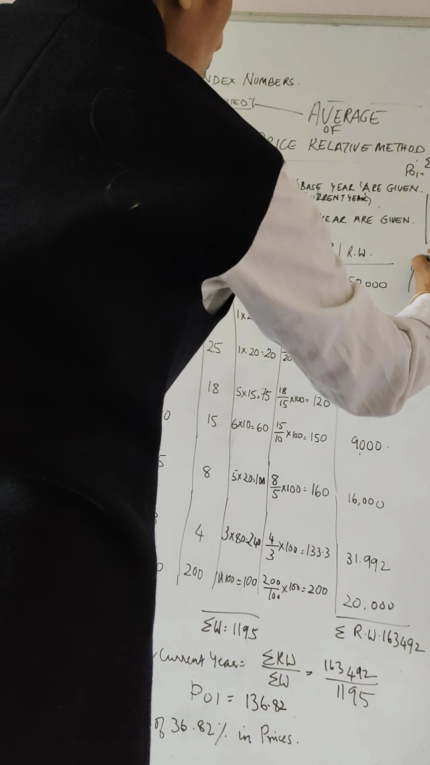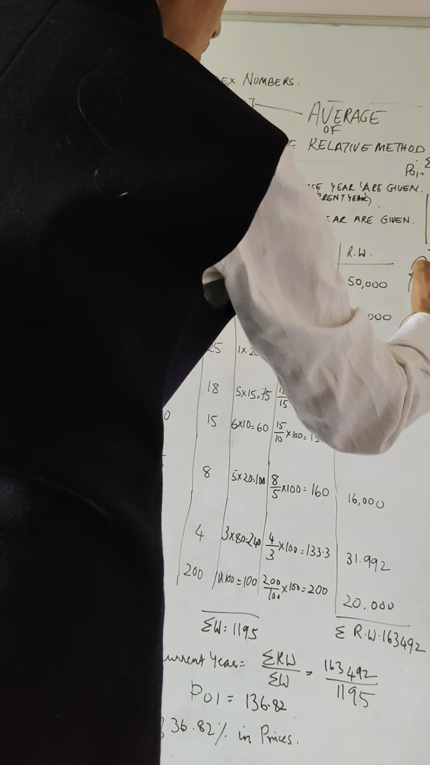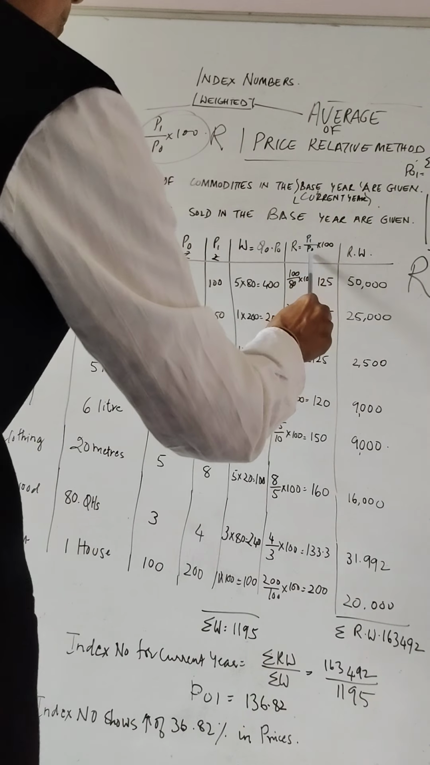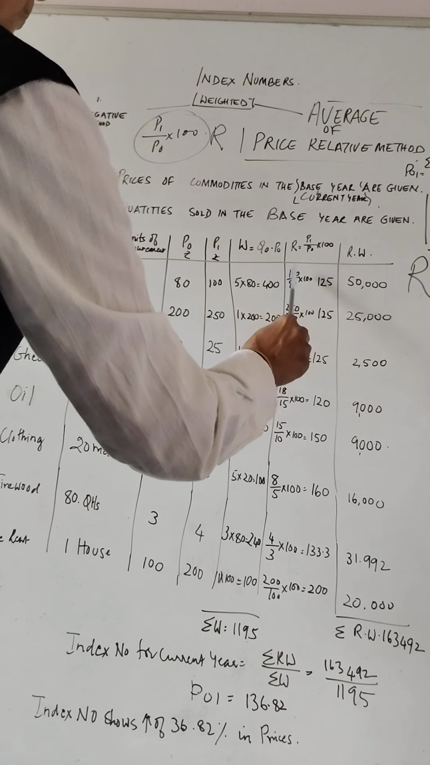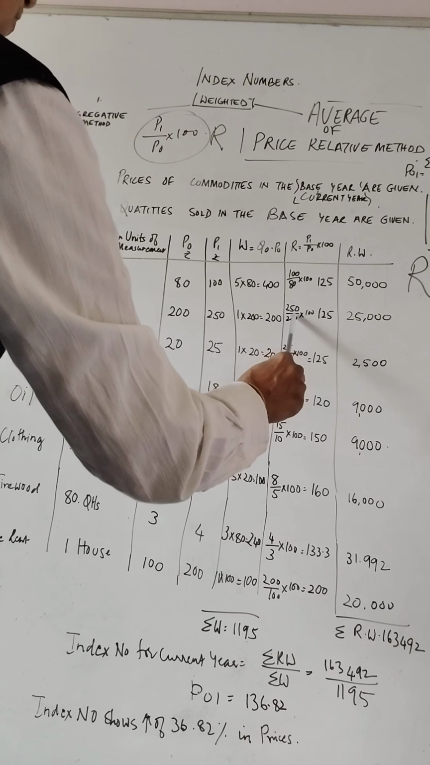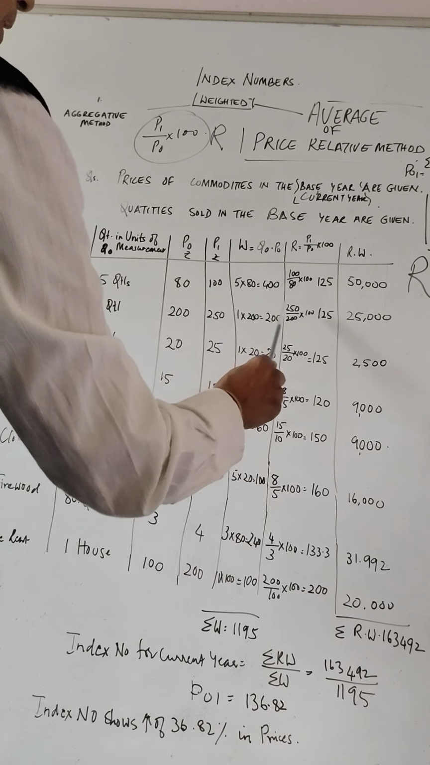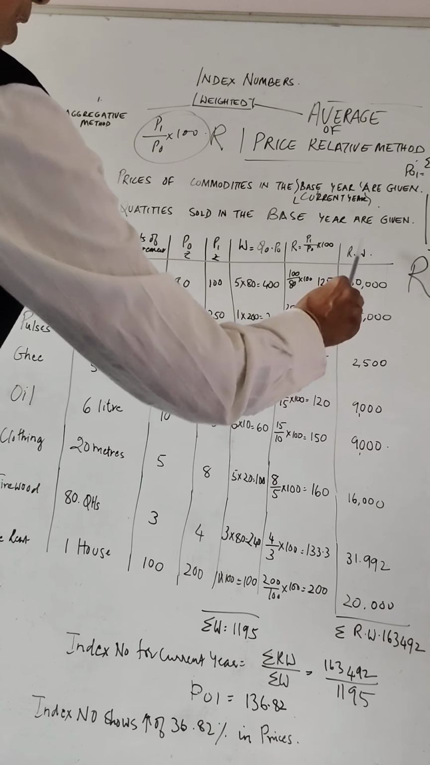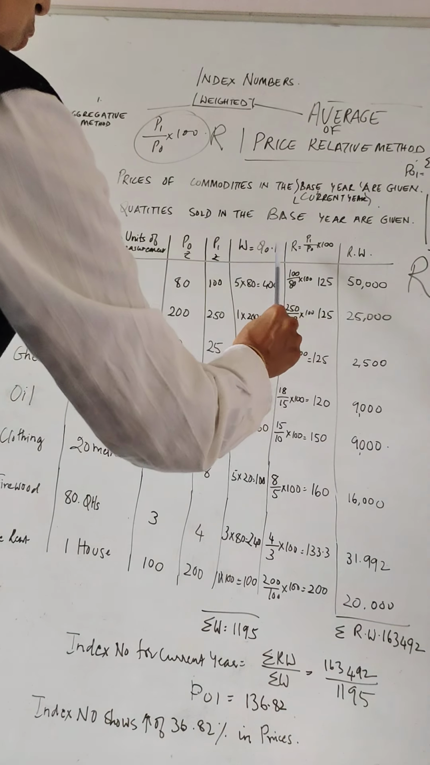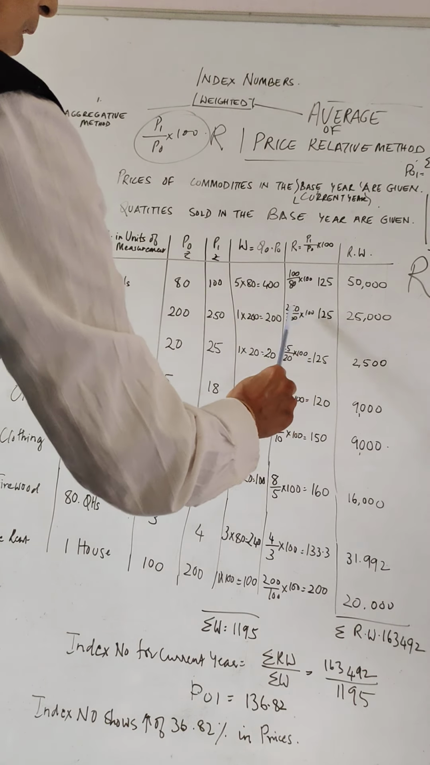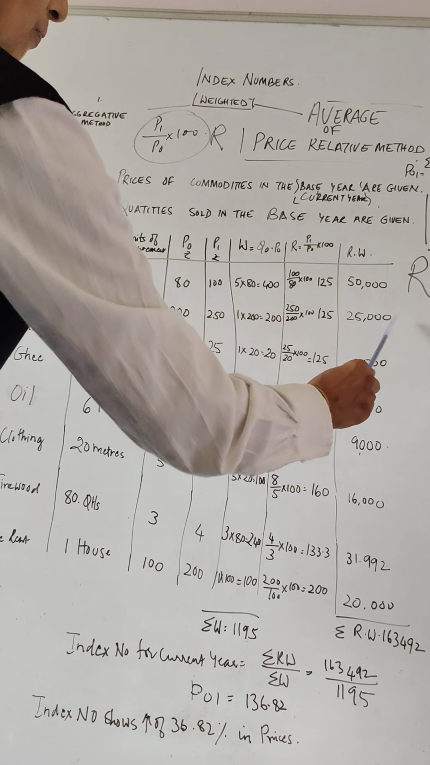So R we have to work out. So how do you work out the R? P1 upon P0 into 100. That's what we've done. So R is P1 upon P0 into 100. So it is 250 P1 upon 200 into 100. So 125. And R into W. So R into W is 125 into 200 is 25,000.